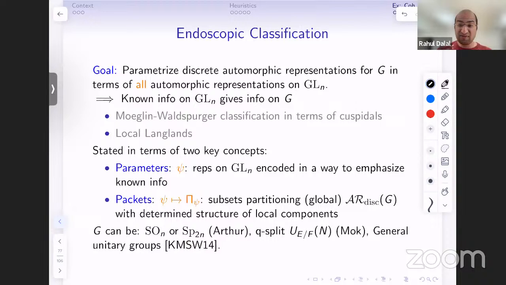Okay, and what possible groups can we do? Of course, this only works for some groups. We don't have this for all groups. So by Arthur, we have this for orthogonal or symplectic groups. By Mok, we have this for quasi-split unitary groups. And by Kaletha, Minguez, Shin, and White, we have this for general unitary groups, even the non-quasi-split ones. General unitary groups, basically you have some quadratic extension and you take some nice enough inner form of the quasi-split unitary group corresponding to that quadratic extension. So these are the particular groups where the endoscopic classification works.